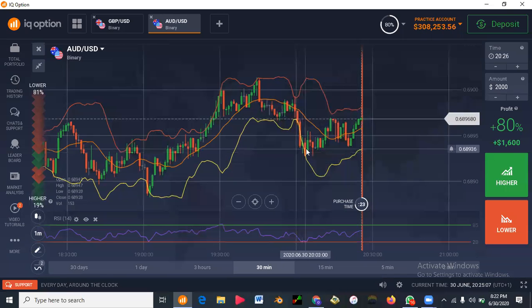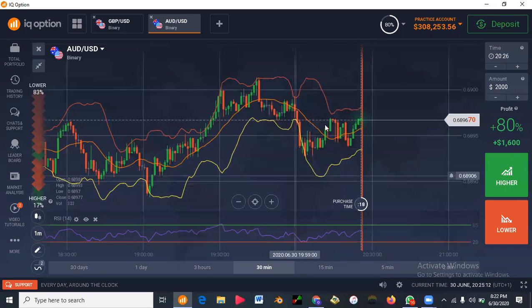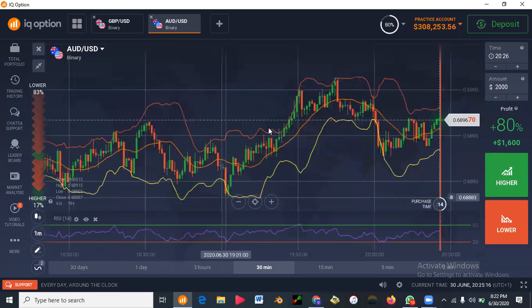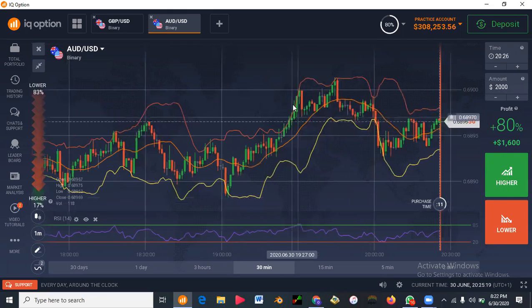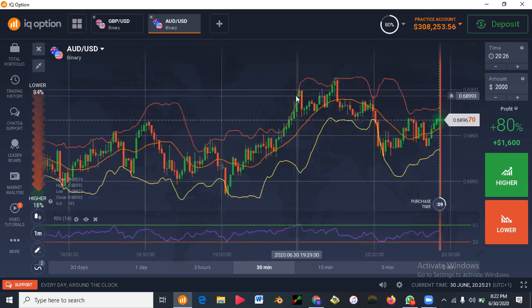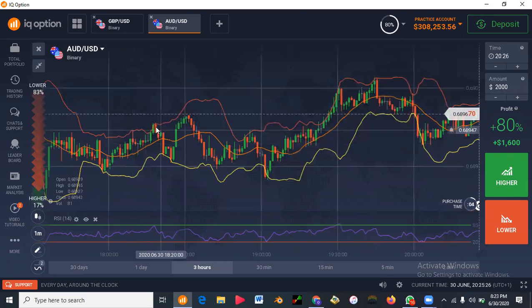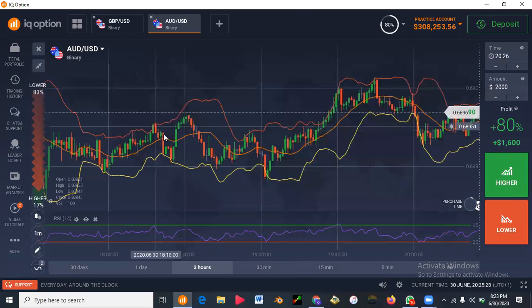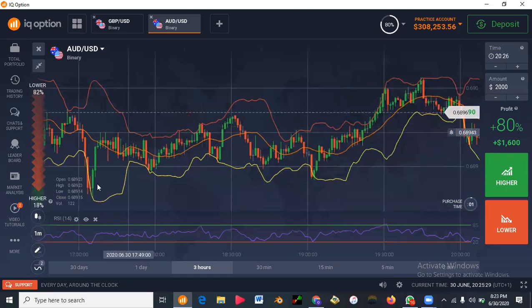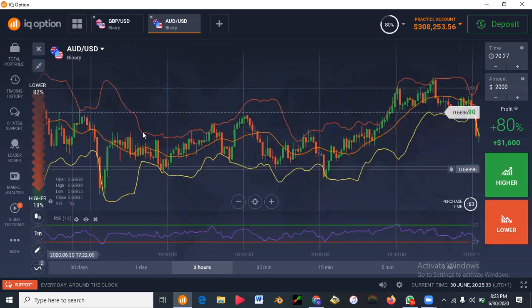1, 2, 3, 4, 5. So this should be out of the money. Depends, yeah. This is in the money. This should be in the money. Which one again? This is in the money. This is in the money.